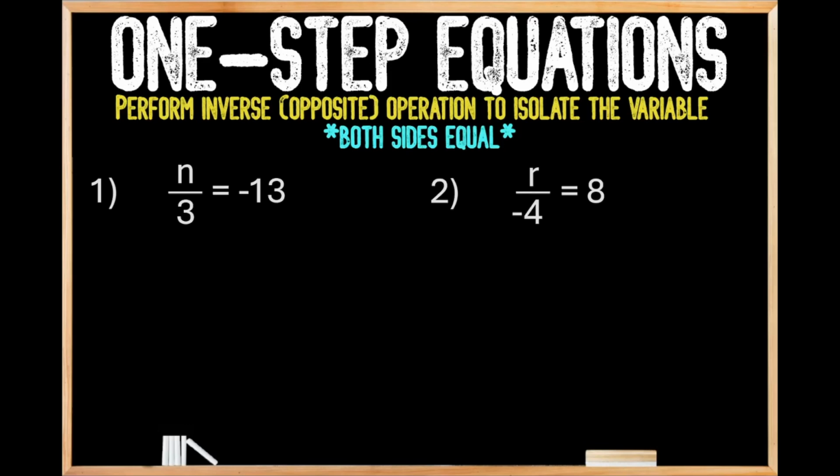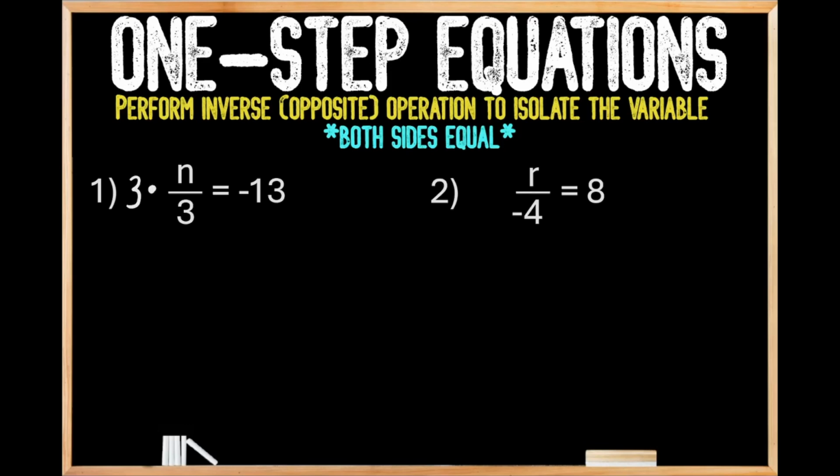For question number 1, we're being asked to solve for the value of n in the problem n divided by 3 equals negative 13. In order for us to isolate the variable n, as we can see up top highlighted in yellow, we're going to need to perform the inverse, or the opposite, operation of whatever is being done to our variable. In question number 1, our variable is being divided by 3, and the inverse operation of division is multiplication. So on the left-hand side of this problem, we're going to be multiplying by 3 so we can isolate the variable n.